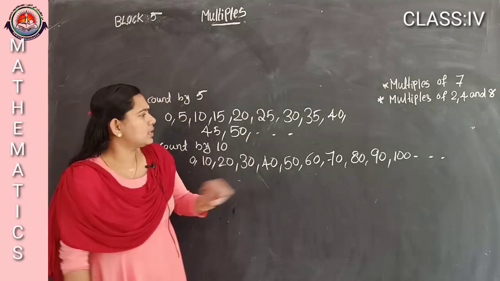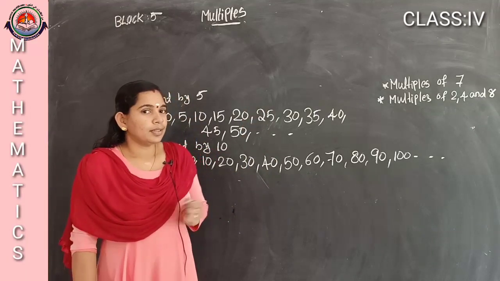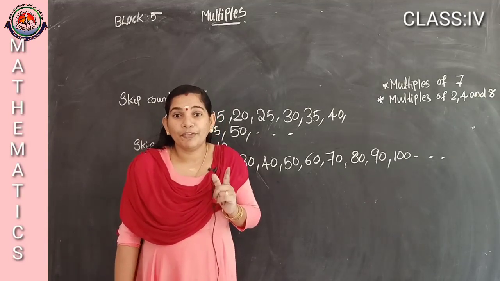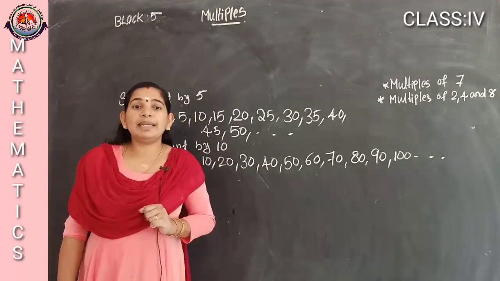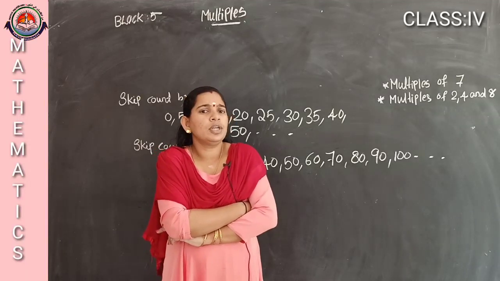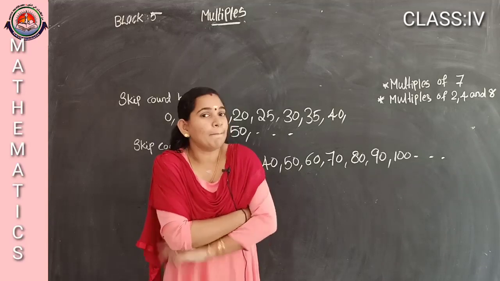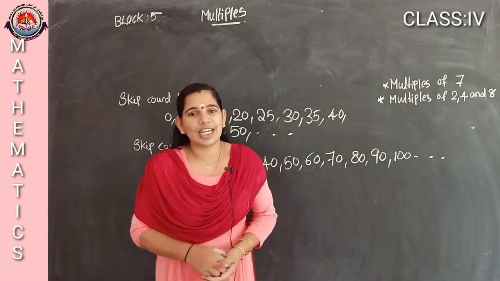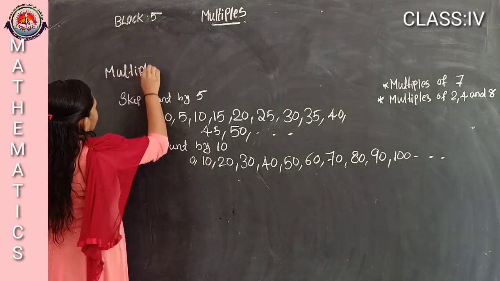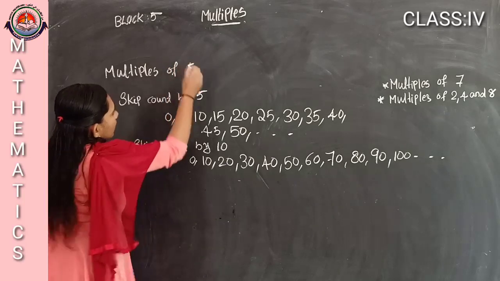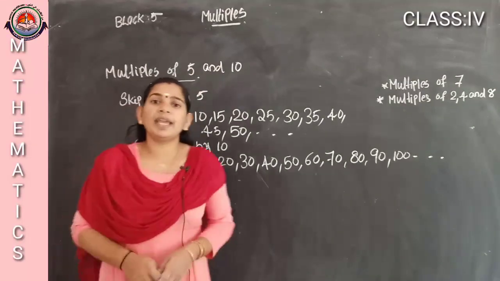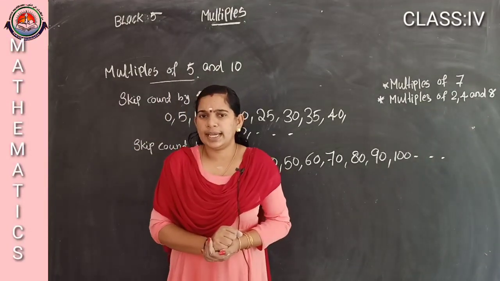Then look at these numbers. This is the multiples of 5. This is also multiples of 10. So what is our topic? Today's topic? You say what is today's topic? Very good. Multiples of 5 and 10. Today our topic is multiples of 5 and 10.